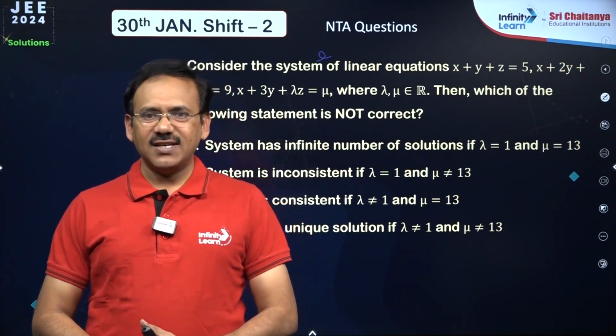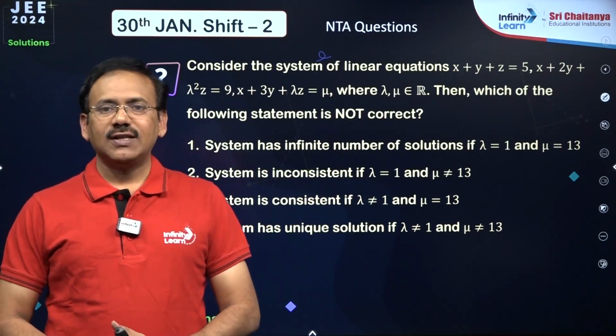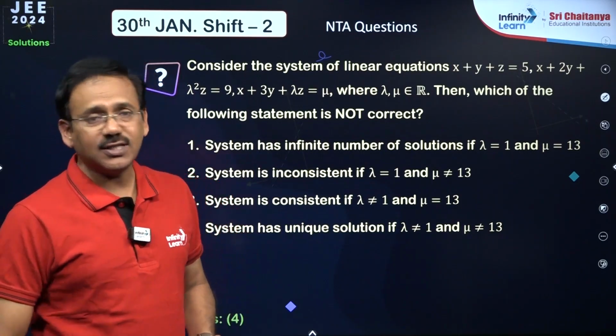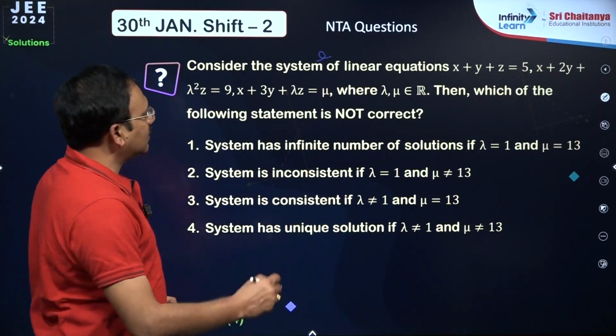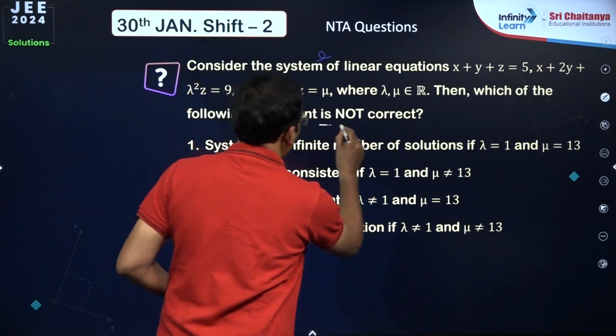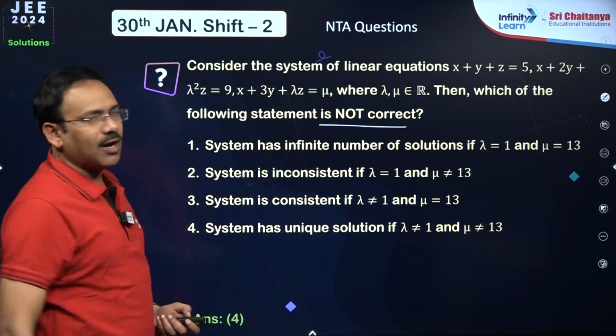In this session, we shall discuss the mathematics part of the JEE Main 2024, 30th Jan date, shift 2 paper. Dear students, you see the first question, a system of equations related question. Three equations are given here, and which of the following is not correct is the question, where there are certain unknowns like lambda and mu.